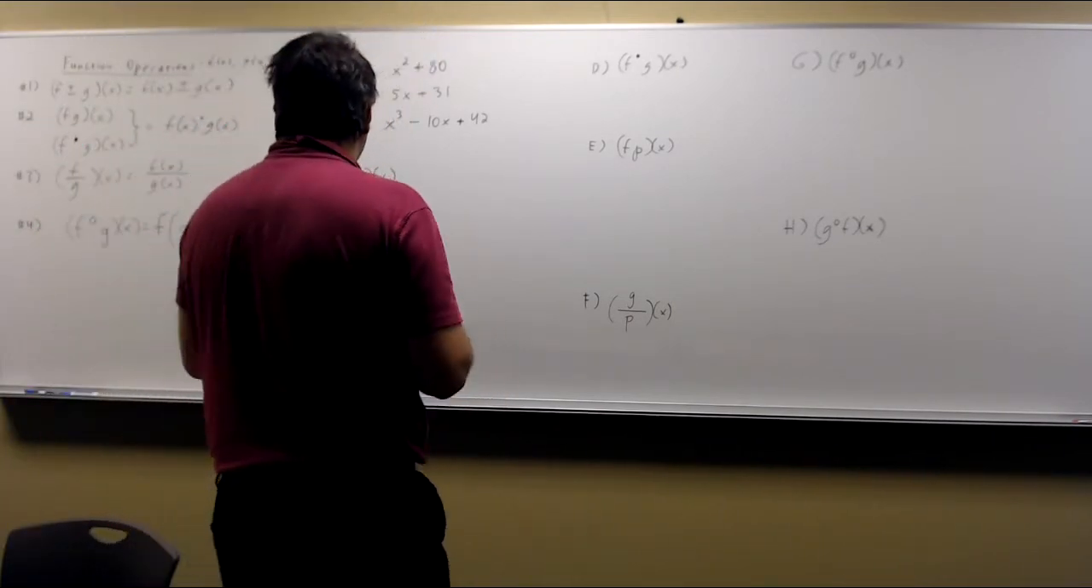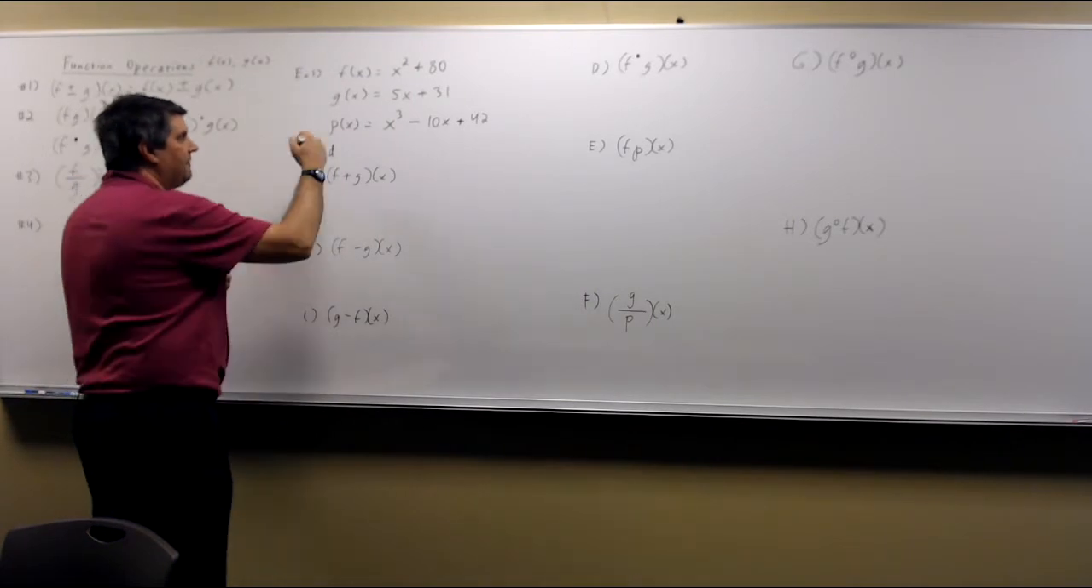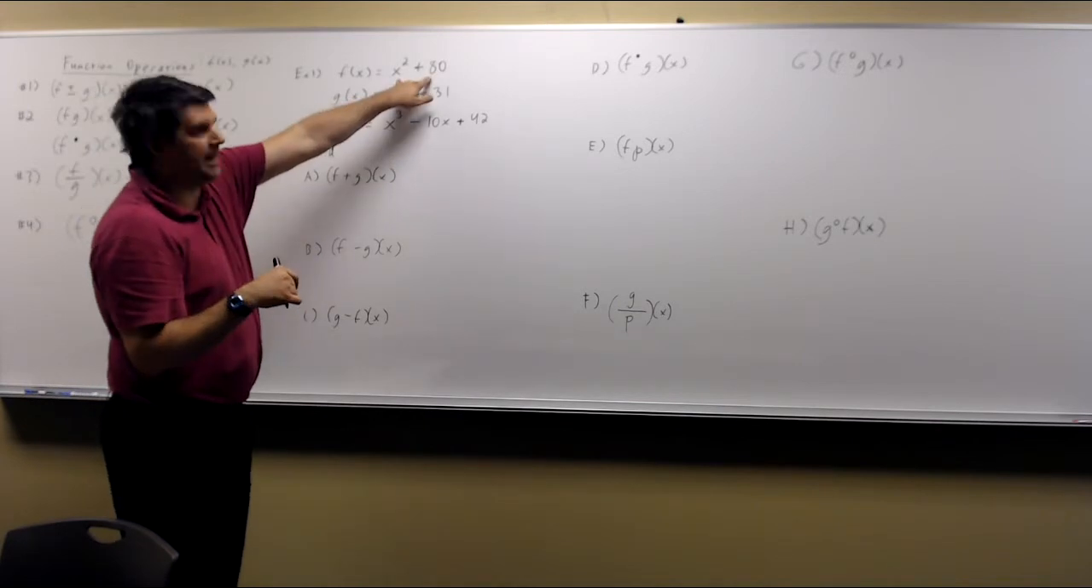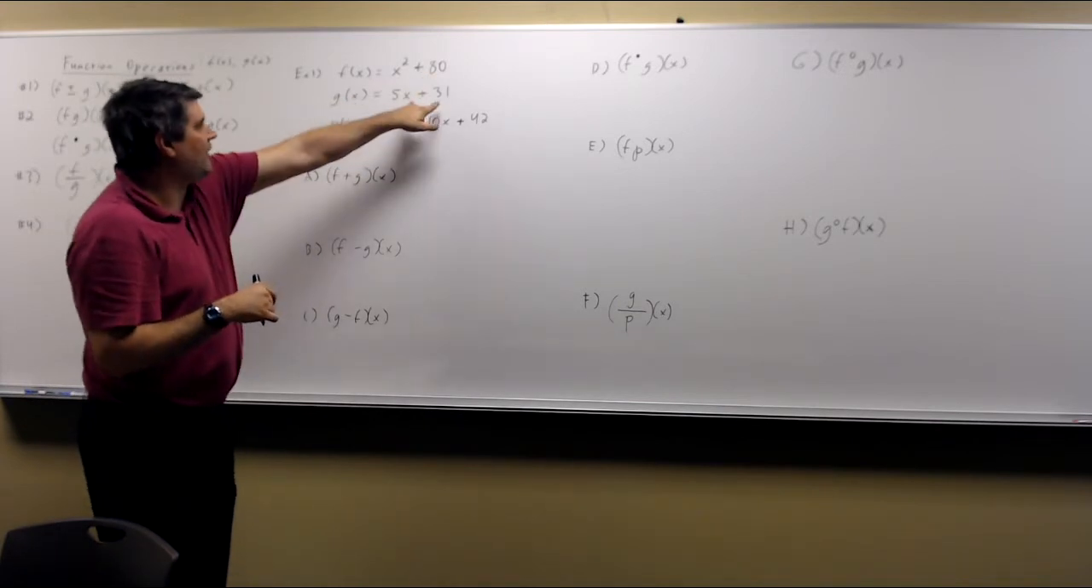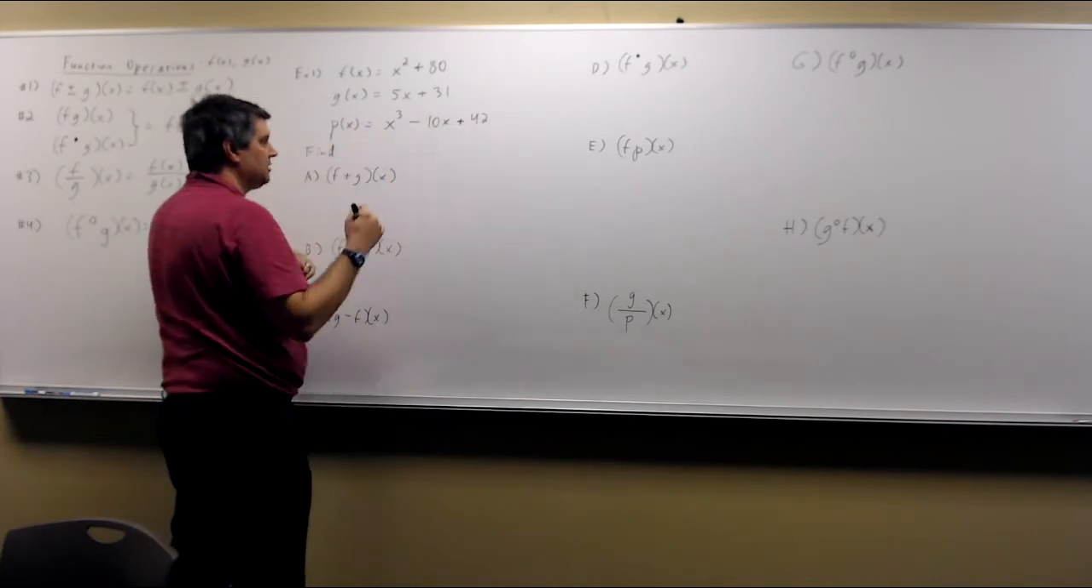All right, so here we go. I'm going to be using three functions. F of x is x squared plus 80. G of x is 5x plus 31. P of x is x cubed minus 10x plus 42.